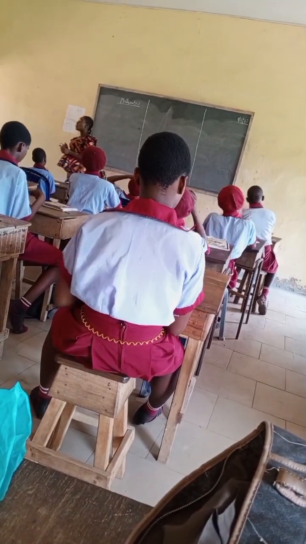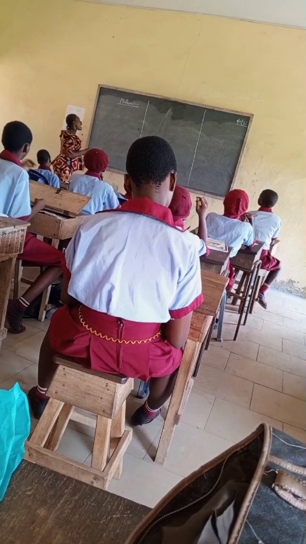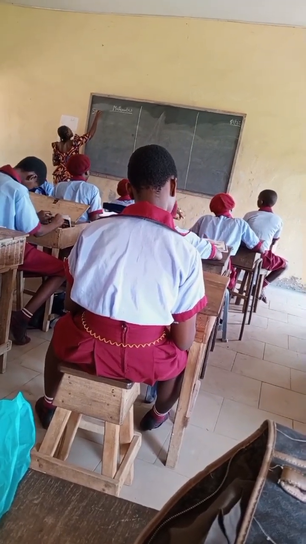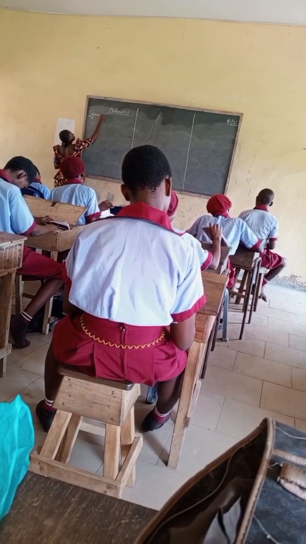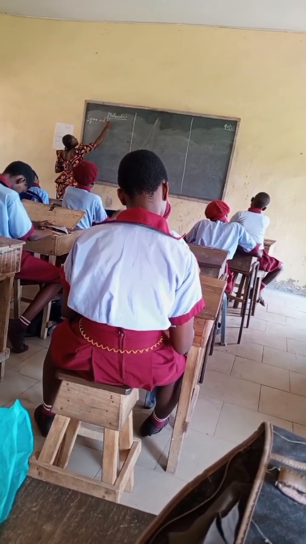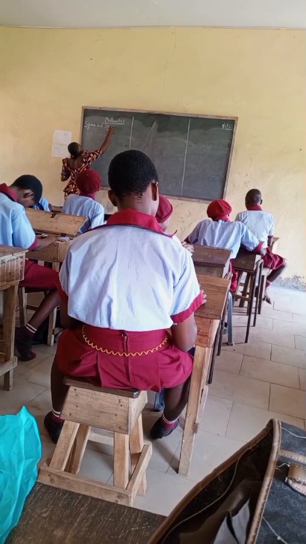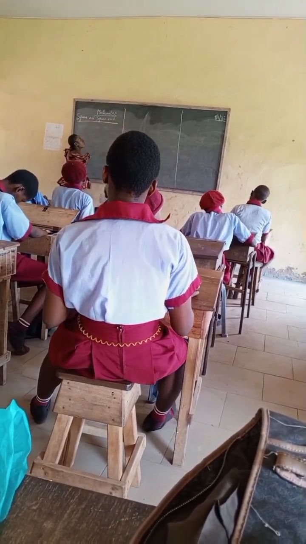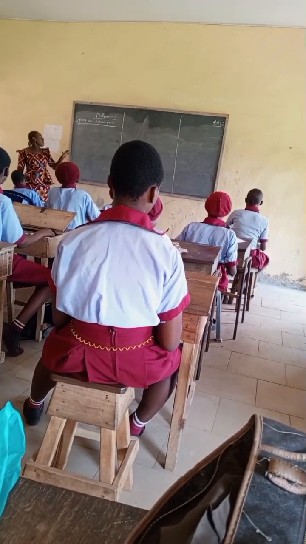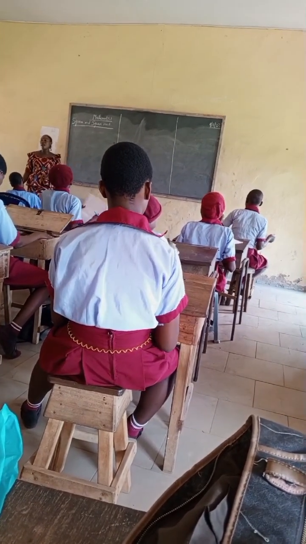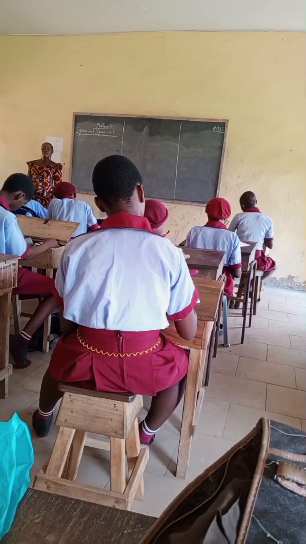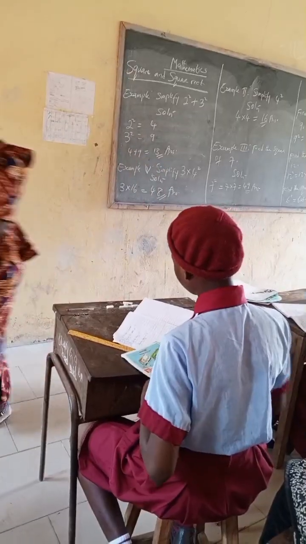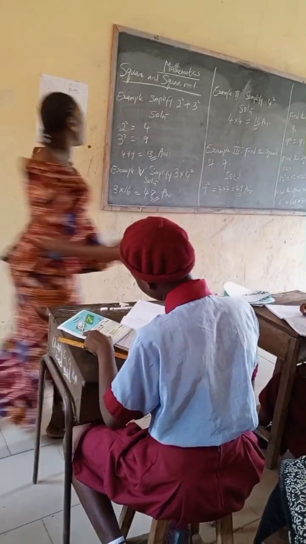Clap for yourselves. So the topic today is how to find the square and square root of a number. Our topic today is how to find the square and square root of a number. Let's talk about square roots.